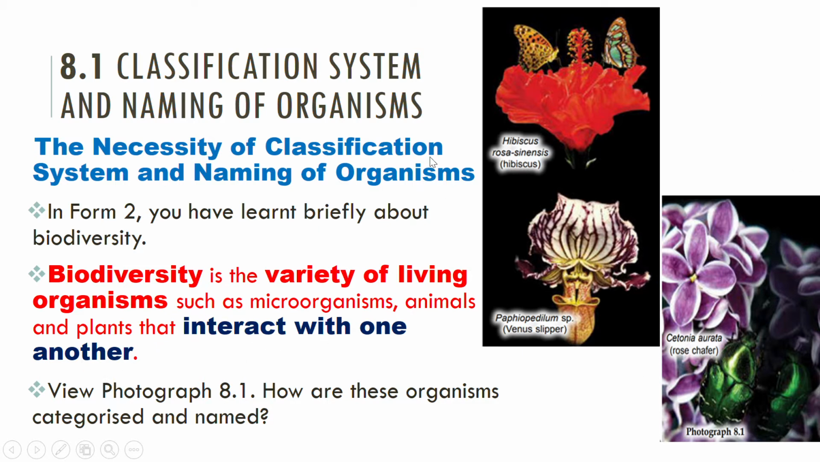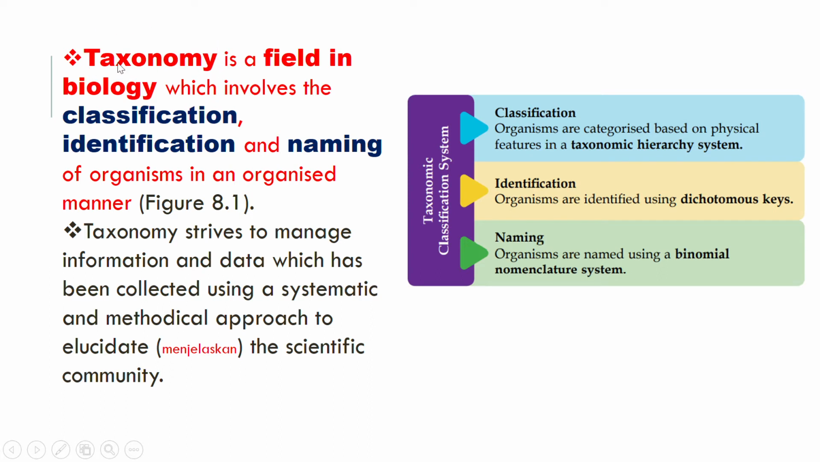Look at these photos right here. You can see butterflies, different types of flowers. So how are these organisms categorized and named? Let's look into a term here, taxonomy, which is very related to classification, identification, and naming of the organisms. That's a field in biology that involves these 3 characteristics. Taxonomy strives to manage the information and data which has been collected using a systematic and methodical approach to elucidate the scientific community. It's essential for us to classify the organisms, and the classification is made based on the physical features in a taxonomy hierarchy system.